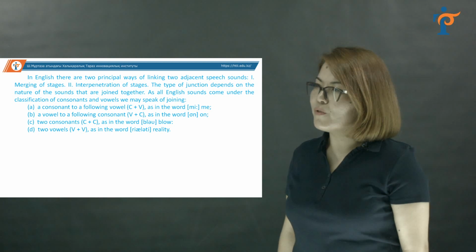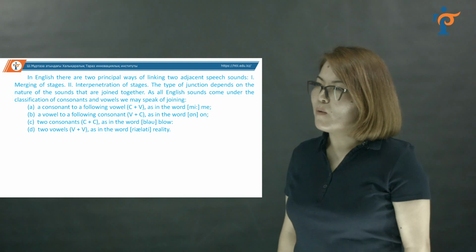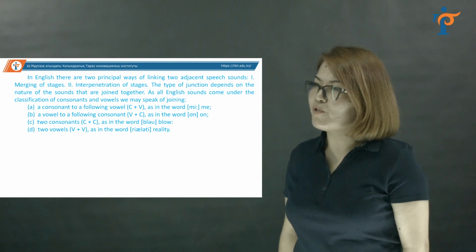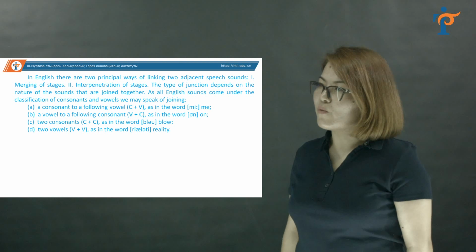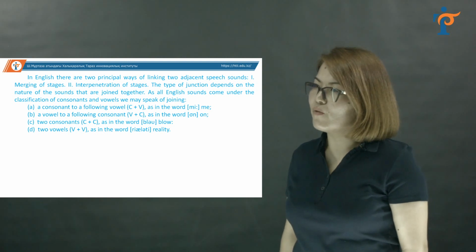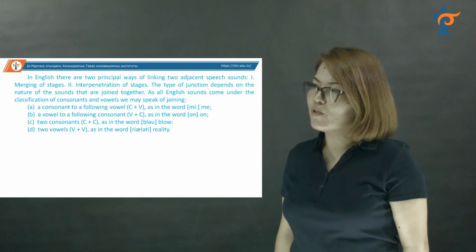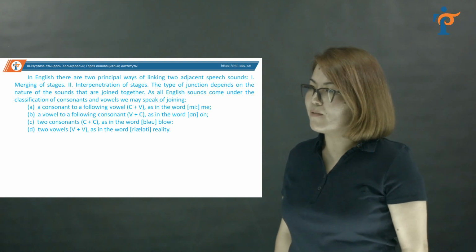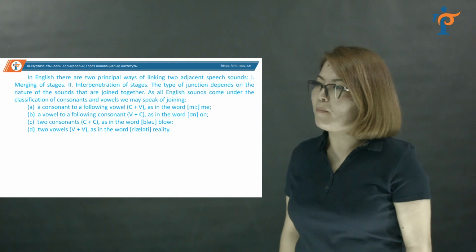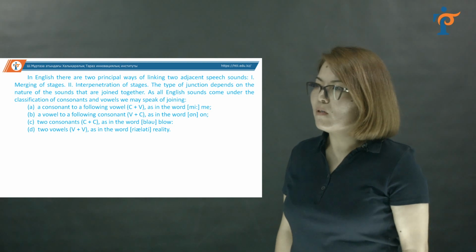In English, there are two principal ways of linking two adjacent speech sounds: merging of stages and interpenetration of stages. The type of junction depends on the nature of the sounds that join together. As all English sounds come under the classification of consonants and vowels, we may speak of joining, first, a consonant to a following vowel. We call them C plus V, as in the word me. The first is a consonant, and it is followed by a vowel.